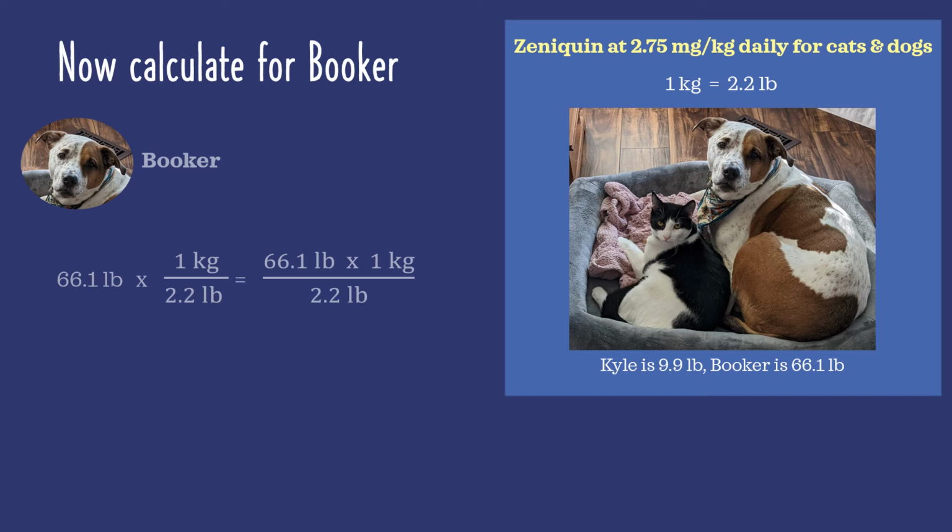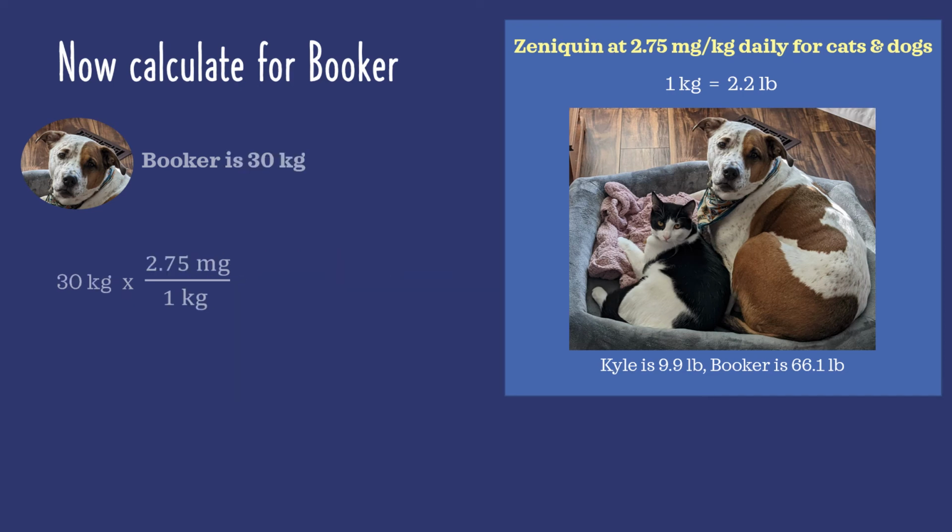Here you can visualize the great big fraction that's made when we multiply across, and notice that since pounds occurs on both the top and the bottom of this fraction, it cancels out. Here's the big fraction with those pounds removed because they got canceled out. And I use a calculator to calculate this through. 66.1 times 1 kilogram, well, that's 66.1 kilograms divided by 2.2, or 30 kilograms. So Booker weighs 30 kilograms.